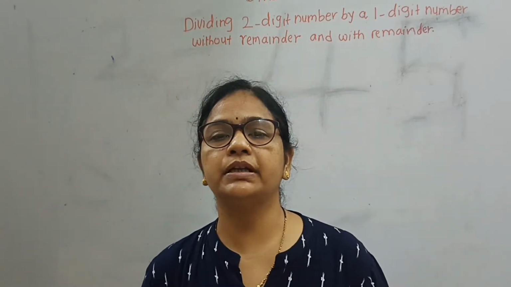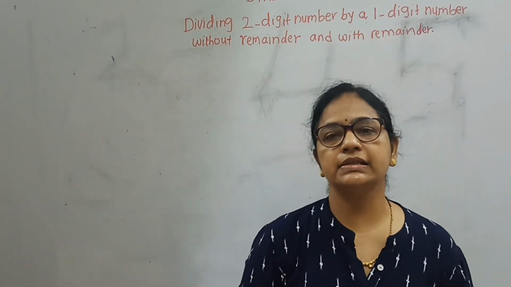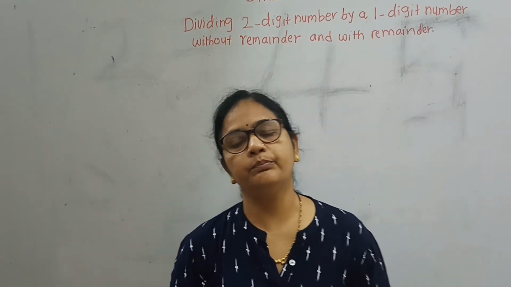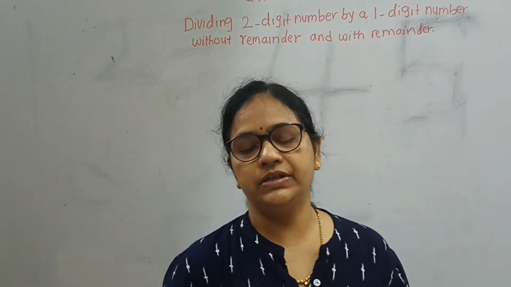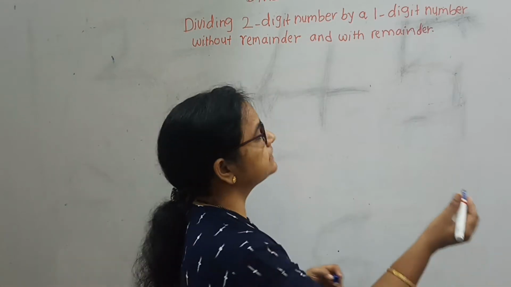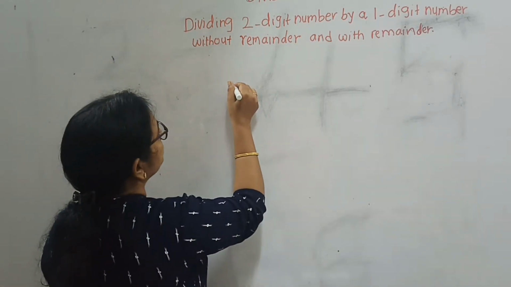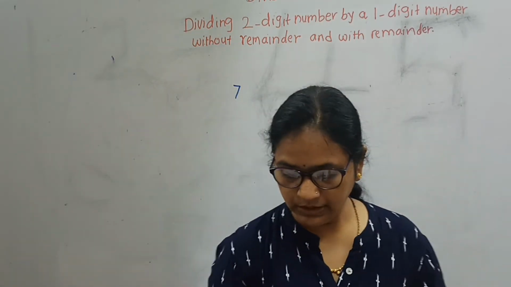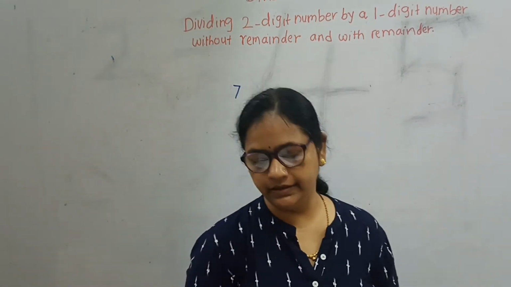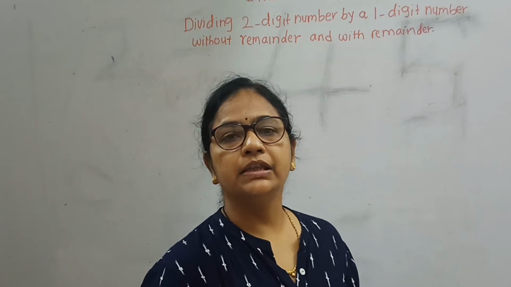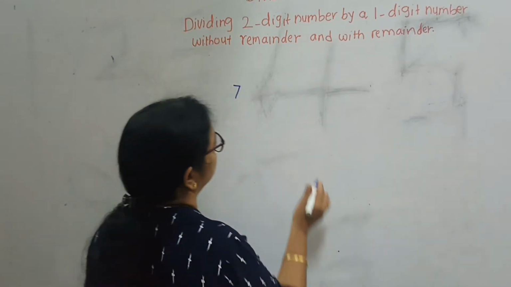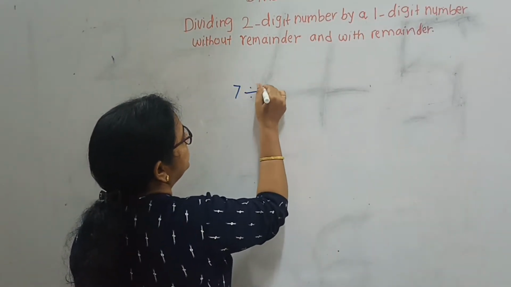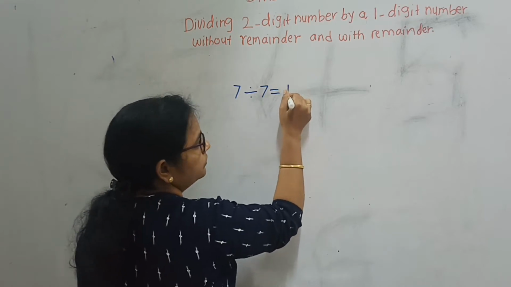Our division chapter is going on, and in the previous session we learned the properties of division. Let's revise. Property of division. First one: when a number is divided by itself, the quotient is 1. 7 divided by 7 is equal to 1.